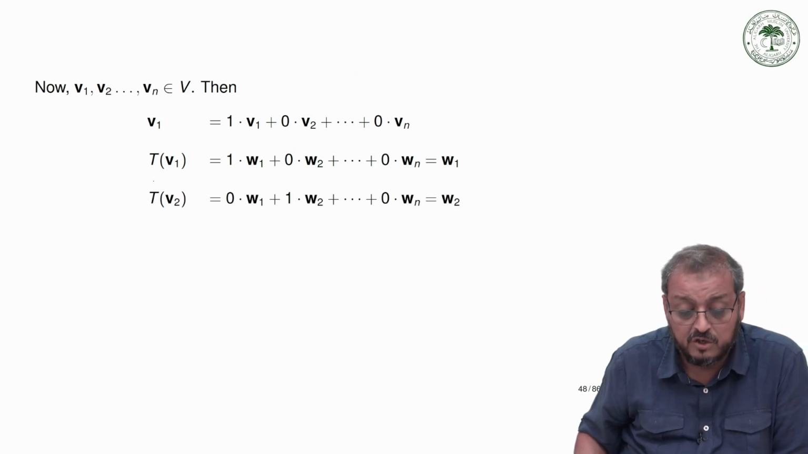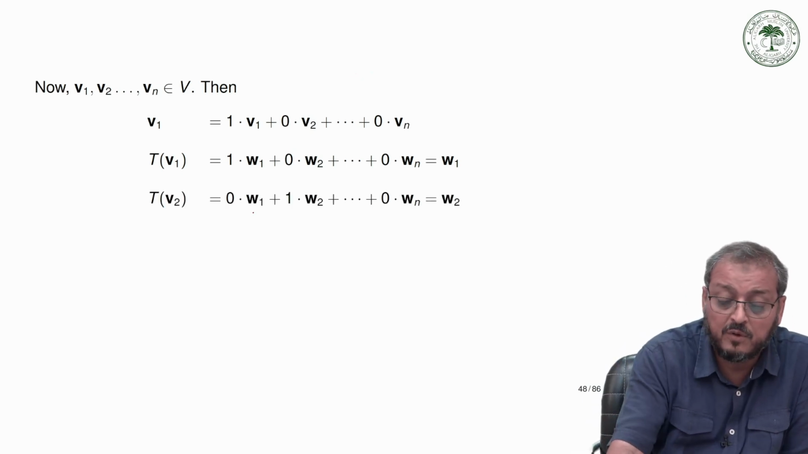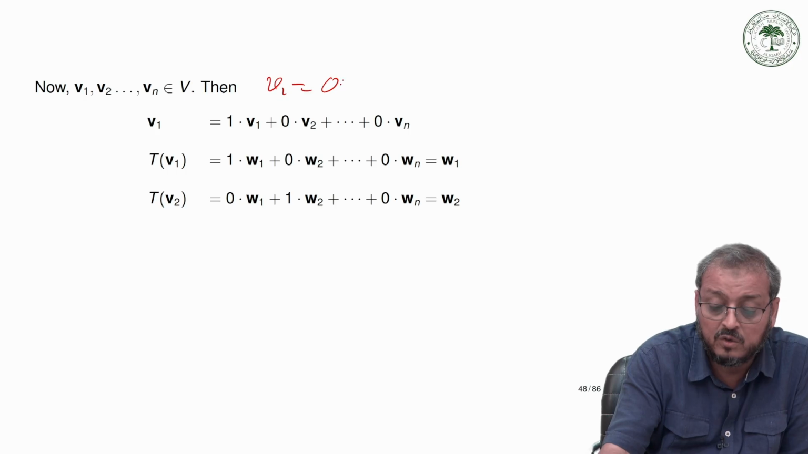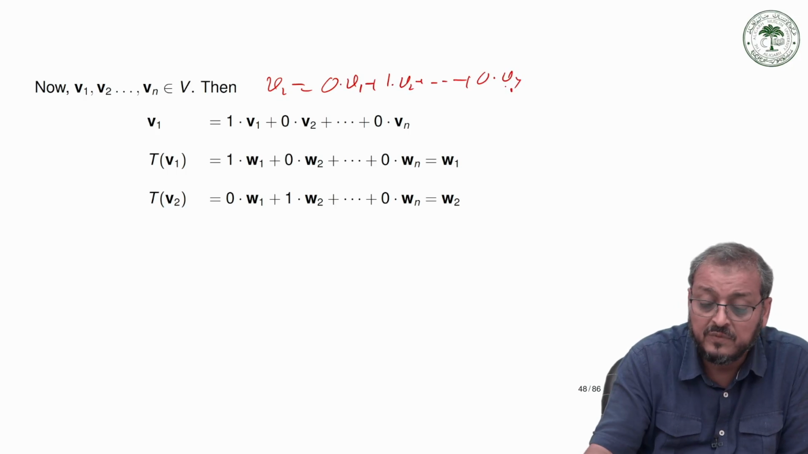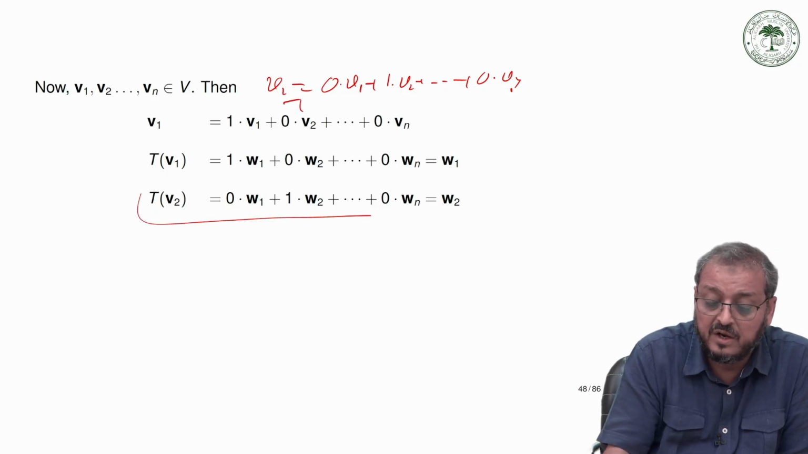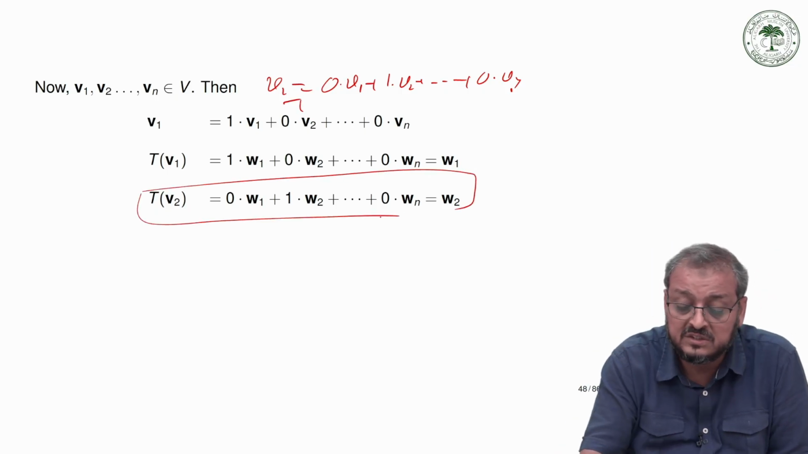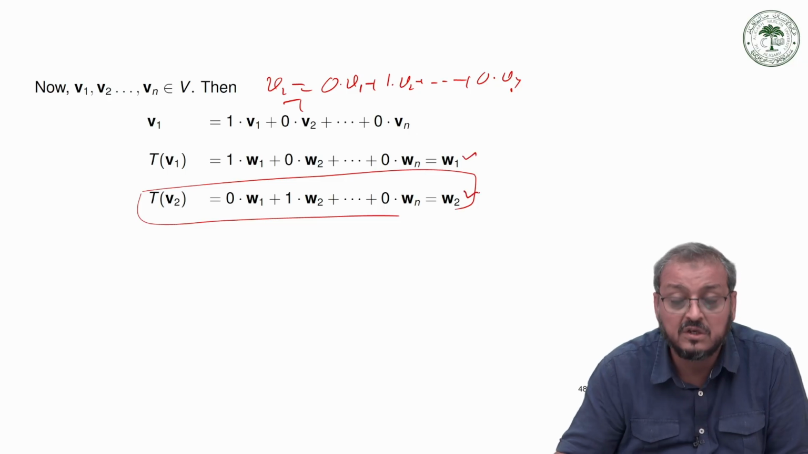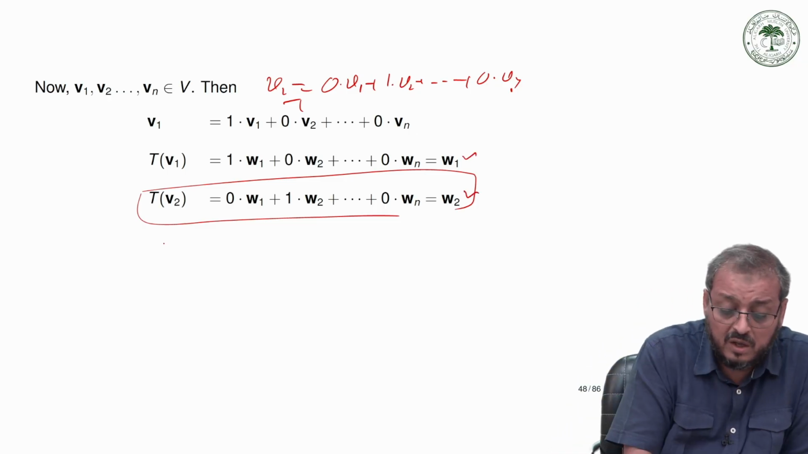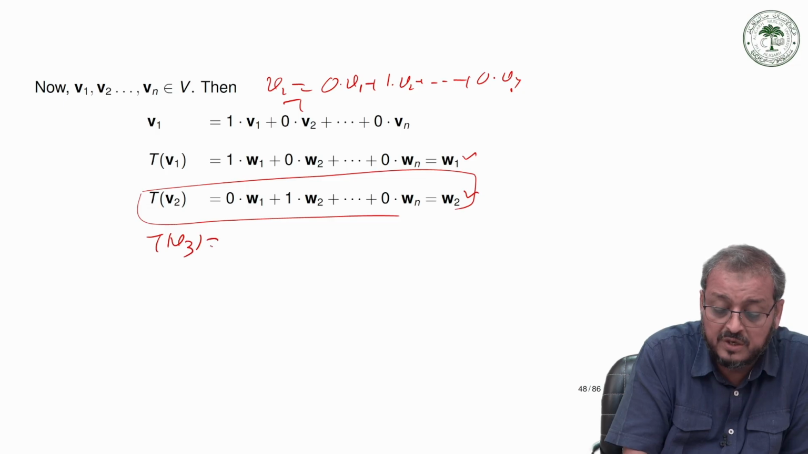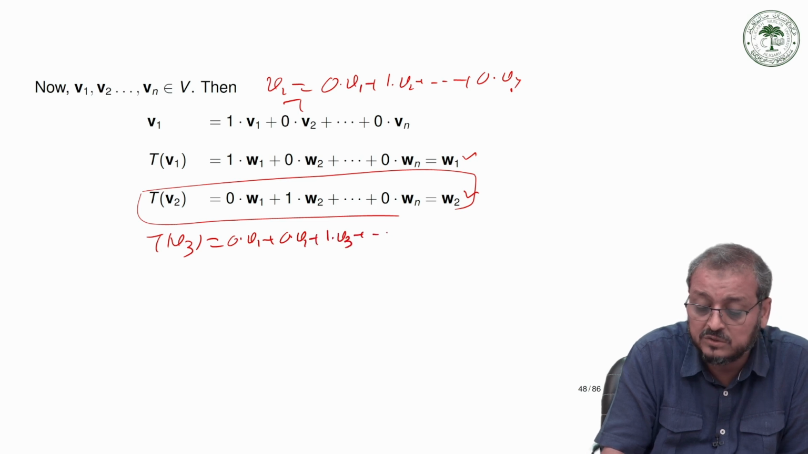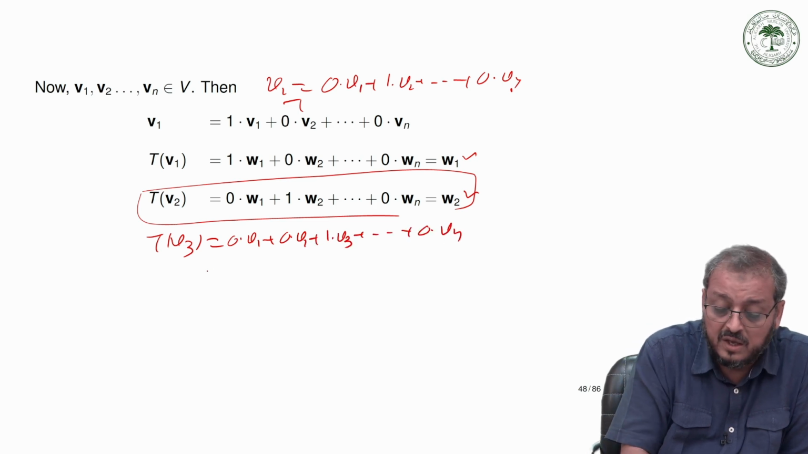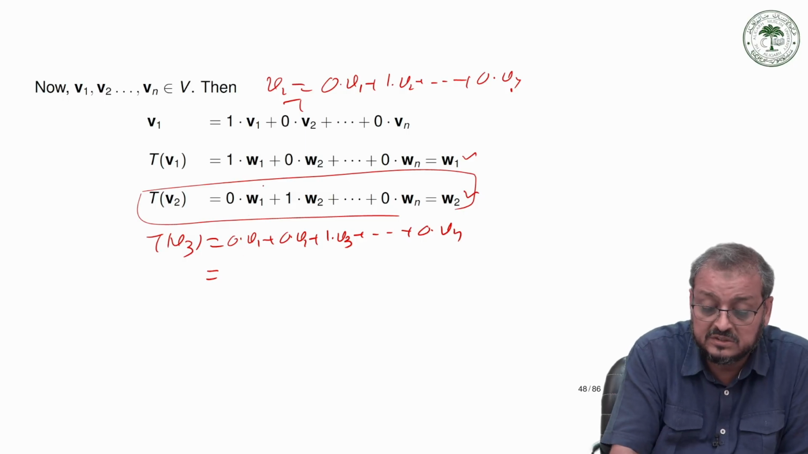Similarly, T of v2 can be written, because v2 can be written as 0 into v1 plus 1 into v2 plus so on 0 into vn. Then again T of v2 can be written in this form, and this is nothing but w2. Similarly, T of v3 can be written as 0 into v1 plus 0 into v2 plus 1 into v3 plus so on plus 0 into vn.